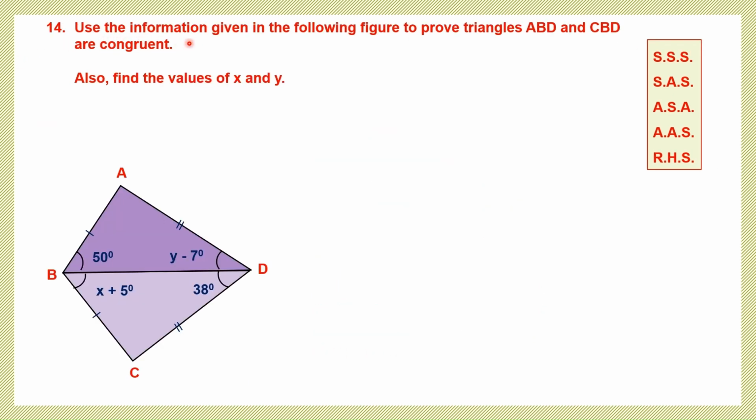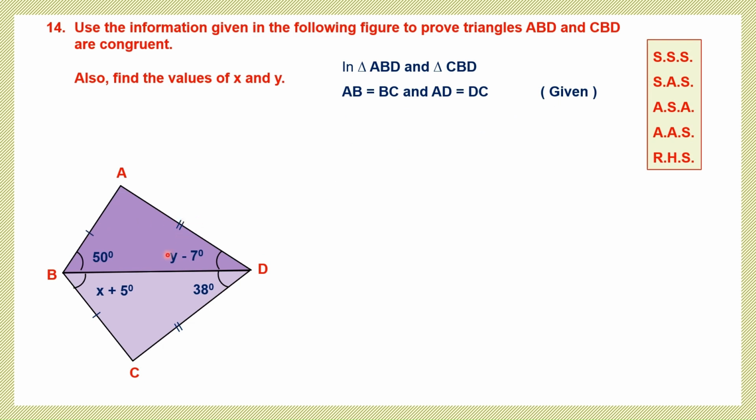Question 14. Use the information given in the following figure to prove that triangles ABD and CBD are congruent. So we have ABD and we have CBD. We have to prove that this triangle and this triangle are congruent. That's the first thing we need to do. So let's begin by saying in triangle ABD and triangle CBD. Now let's look and see what is given to us. As you can see, AB is equal to BC is given to us because of the single stroke and AD is equal to CD is given to us because of the double stroke. That means two corresponding sides are equal. Let's write that. That's given to us.